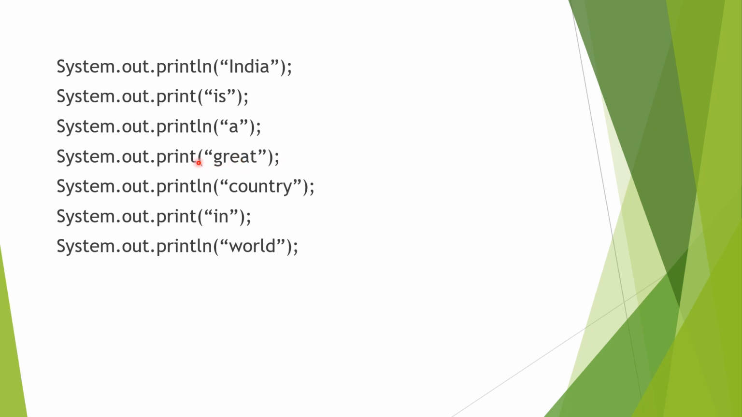Great. Again ln is not there, the cursor will remain there. It will print in the next line great and the cursor will remain there. And the next is country. So it will display great space country. And then due to ln, cursor will come to the next line.